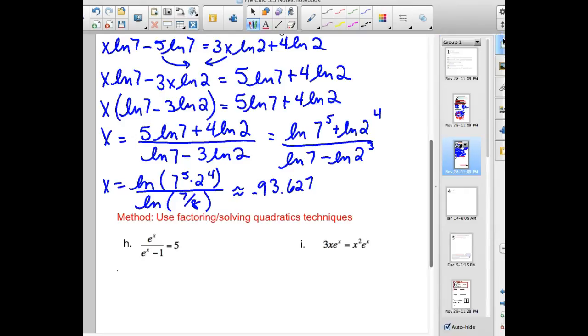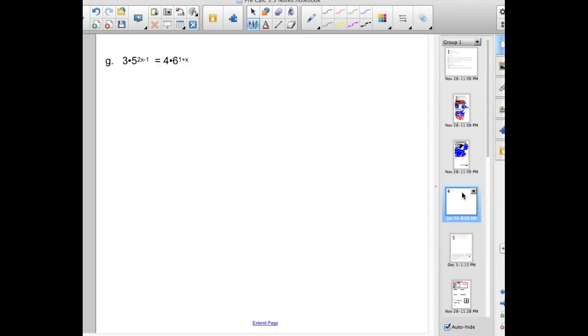All right, I don't have enough space for that next one, so I'm going to shift pages here. This time we have 3 times 5 to the 2x minus 1 power, and on the other side 4 times 6 to the 1 plus x power. Again, we're going to take the natural log of both sides.